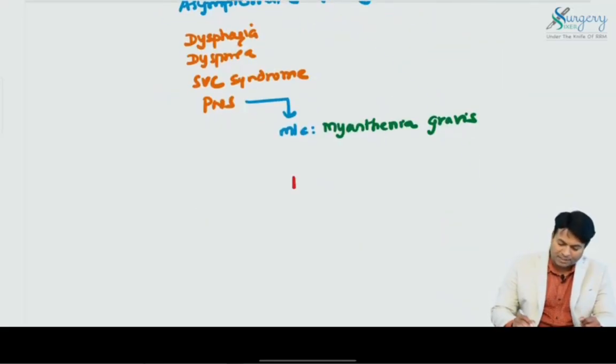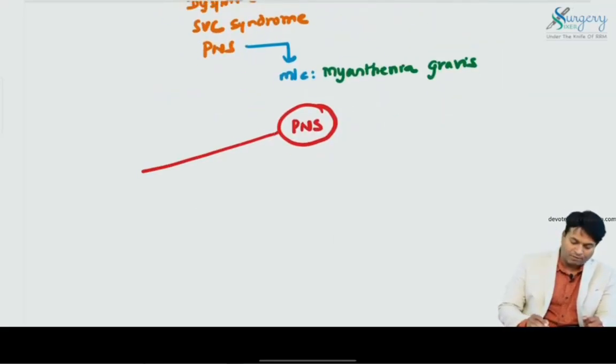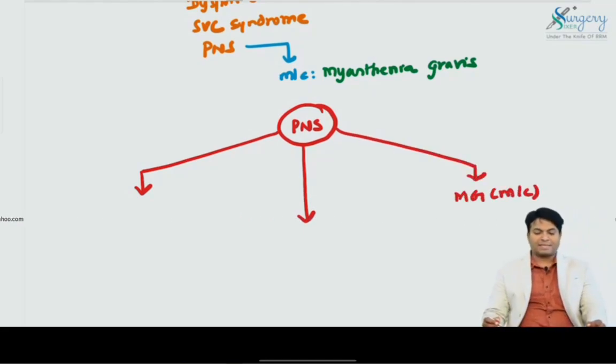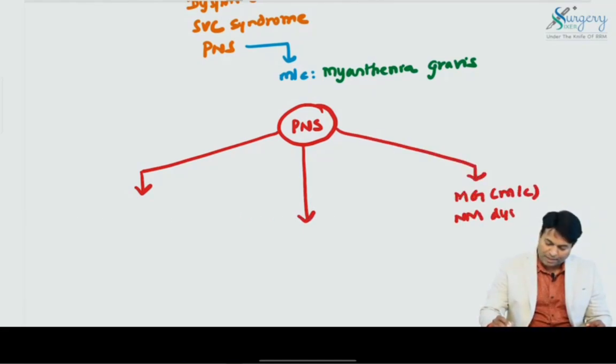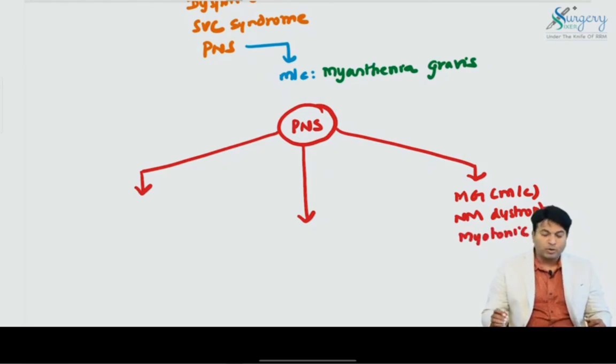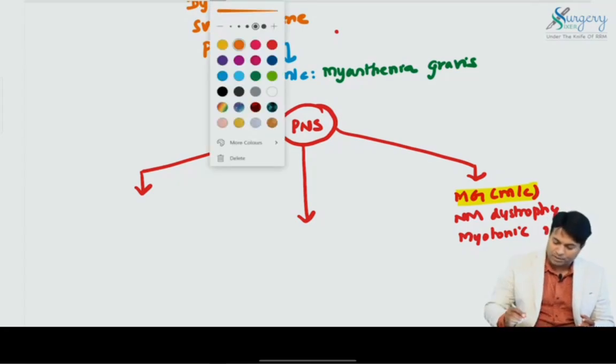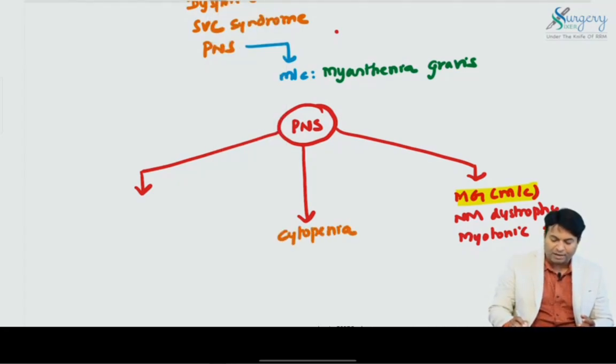So what are the other paraneoplastic syndromes? Myasthenia gravis is the most common. Other muscle-related ones include neuromuscular dystrophy and myotonic dystrophy. And what are the other types? The other types include cytopenias. It can cause thrombocytopenia, pancytopenia, all those things.